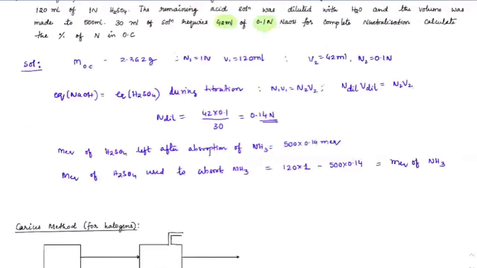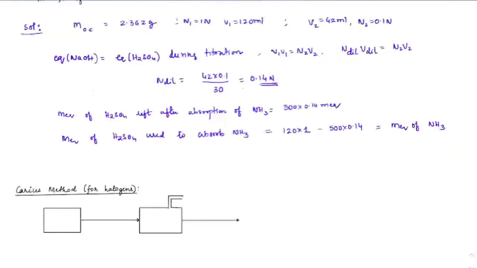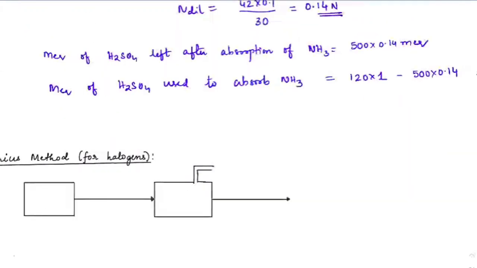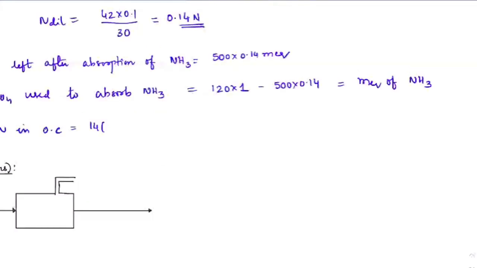I hope this point is clear to everyone. So from there we will get to know the weight of nitrogen in the organic compound, which is 14 times, how much is this one? This is 120 minus 70.